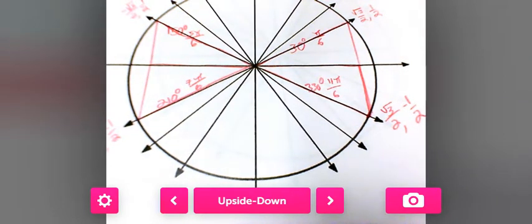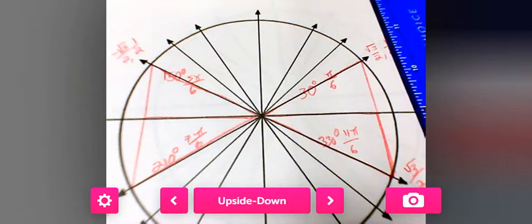Now we're going to do the 45, 45, 90 ones. So I'm going to trace this one up here.